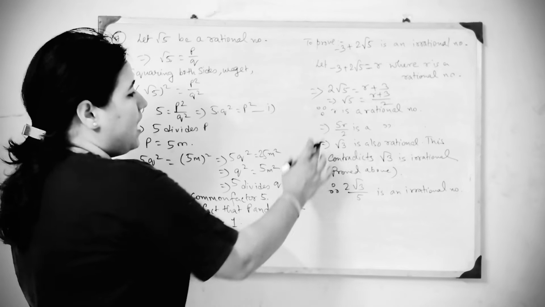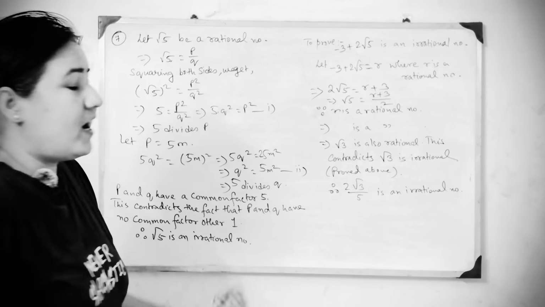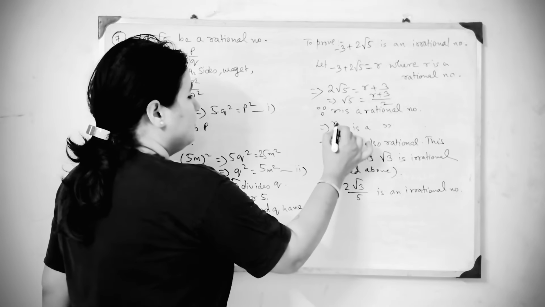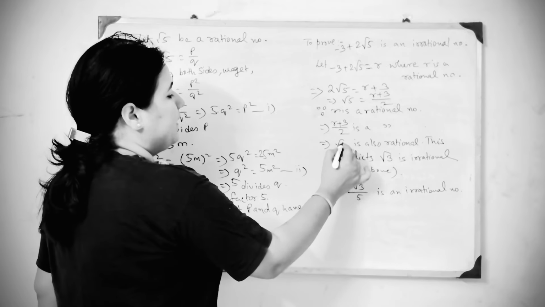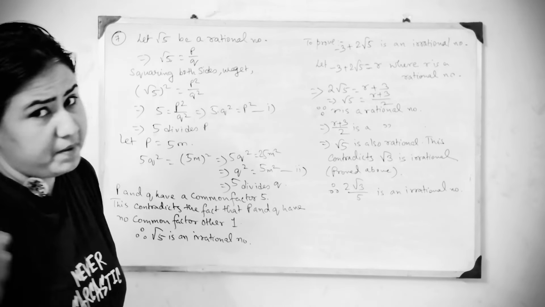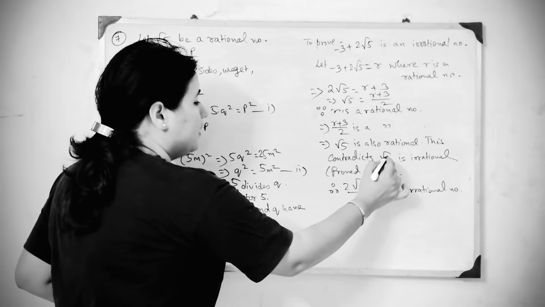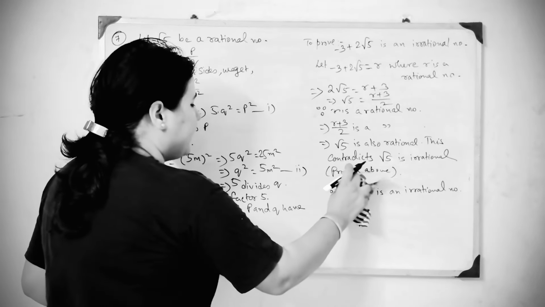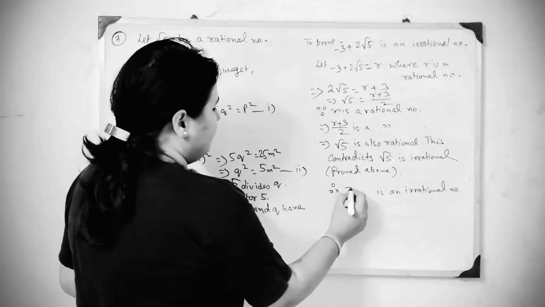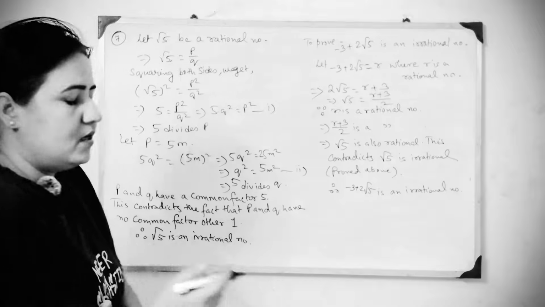Now as r is a rational number, we can easily conclude that r plus 3 by 2 is also rational. Then from there we can simply write root 5 is also rational. But this contradicts the fact that we have shown here, that root 5 is irrational. So we can simply write that minus 3 plus 2 root 5 is an irrational number.